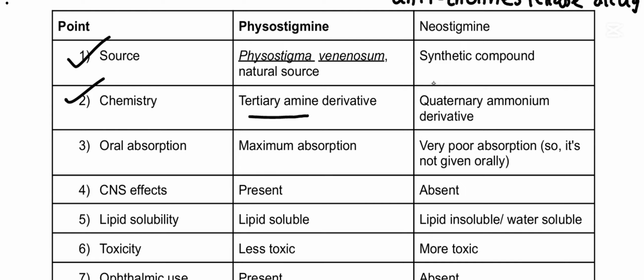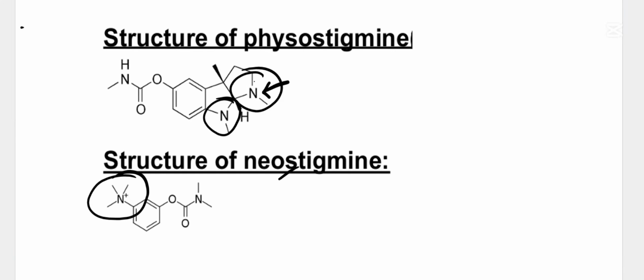Number two, chemistry. Physostigmine is a tertiary amine derivative. On the other hand, neostigmine is a quaternary ammonium derivative. Let's have a look at the structures. In the structure of physostigmine, we can see that the nitrogen atom is attached with three alkyl groups in its surroundings. So that's why it is obviously a tertiary amine derivative. On the other hand, if we see the structure of neostigmine, we can see that the nitrogen atom contains a positive charge and it is attached with four alkyl groups. So that's why it is a quaternary ammonium compound. And due to these structural differences, their pharmacological, pharmacodynamic, and pharmacokinetic properties are quite different, which we are going to discuss.